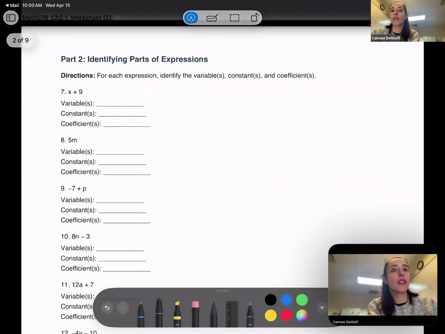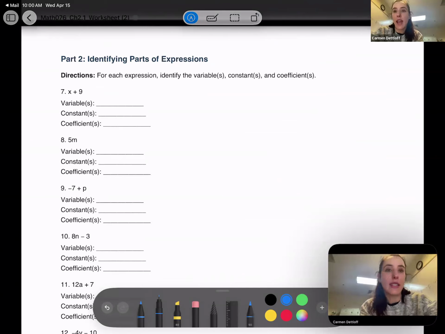Identify each part for each one. This one has lots of examples. So is there a variable? Yes, our variable is x. Do you have any constants? This plus 9, that is our constant. That's 9. Now, do I have a coefficient? Is there something in front of that x? Yes, there is. We don't see a coefficient. There's no number that we can see, but secretly there's a 1 there because there's one x. So this is a 1.